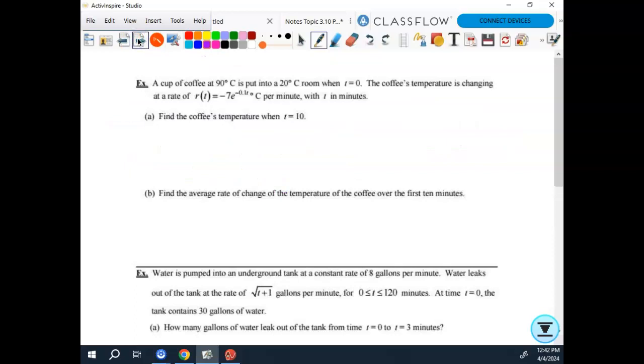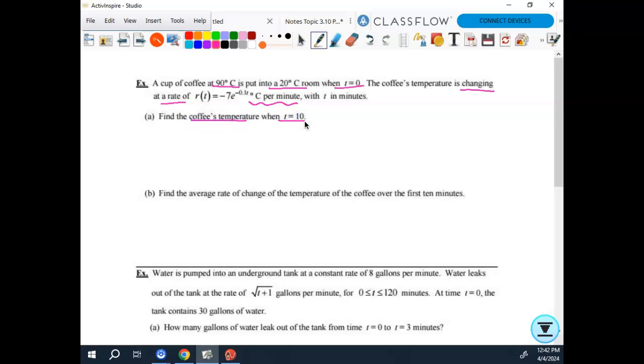Because I want to do that one. All right, so we have a cup of coffee at 90 degrees Celsius is put into a 20 degrees Celsius room when t equals 0. The coffee's temperature is changing at this rate, okay? Degrees Celsius per minute with t in minutes. I want to find the coffee's temperature when t equals 10, okay?